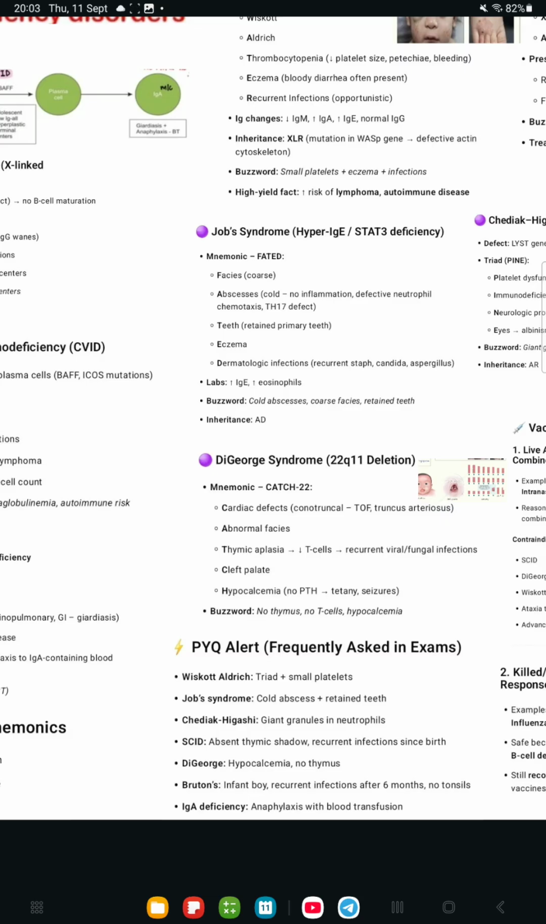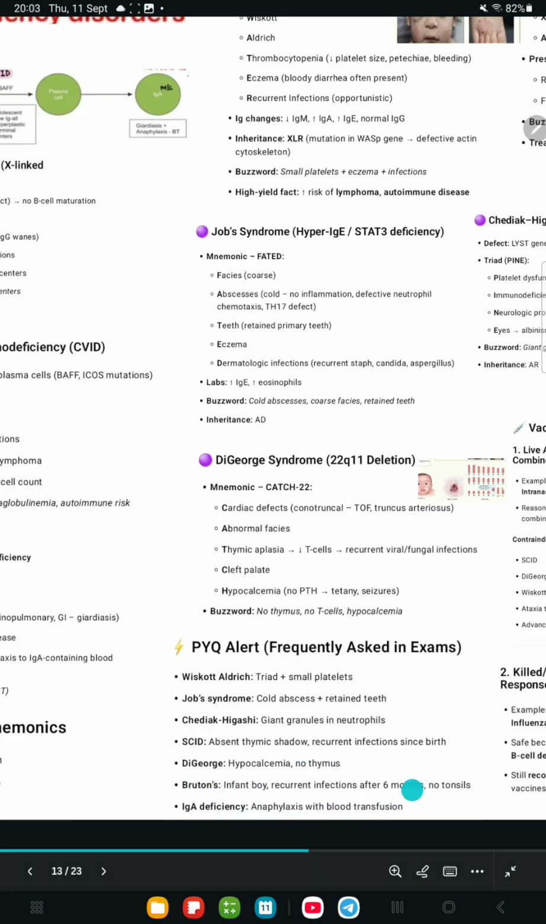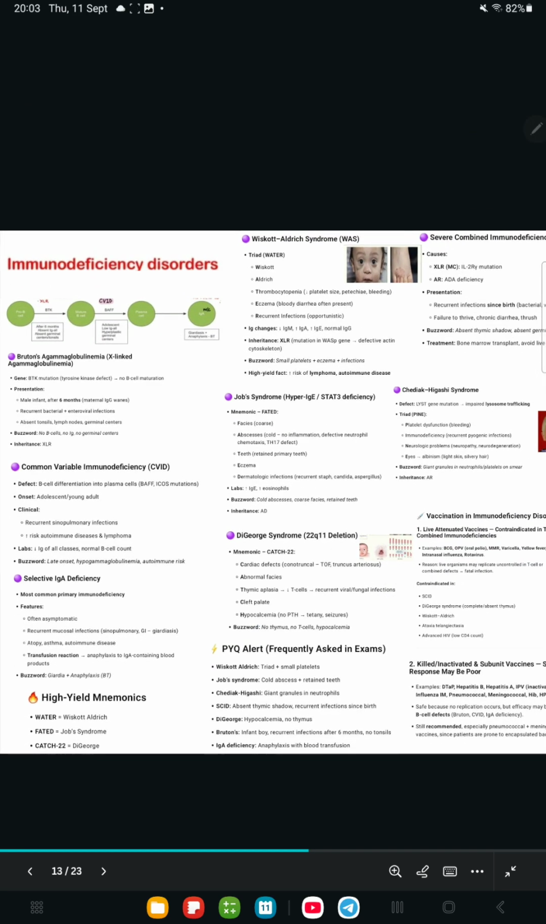We can remember Chediak-Higashi like this: C we remove, so H, head, high, HI, that means everything is big, so giant granules in neutrophils. And this is also autosomal recessive. SCID we know, DiGeorge we know, Bruton BBB, or IgA anaphylaxis with blood transfusion. This we have to remember, and I think I have covered everything.